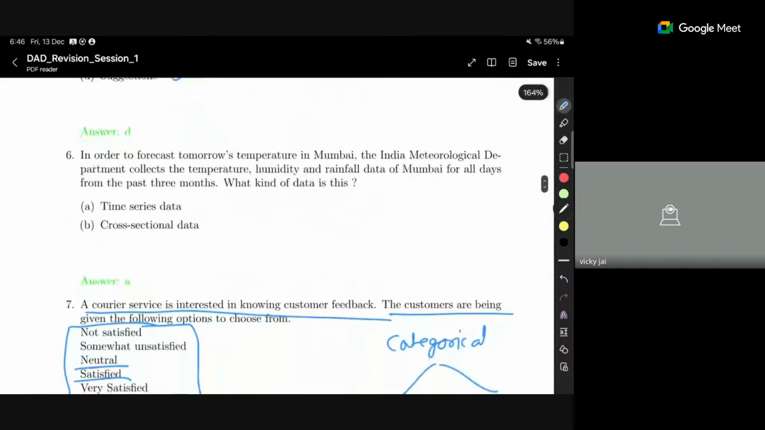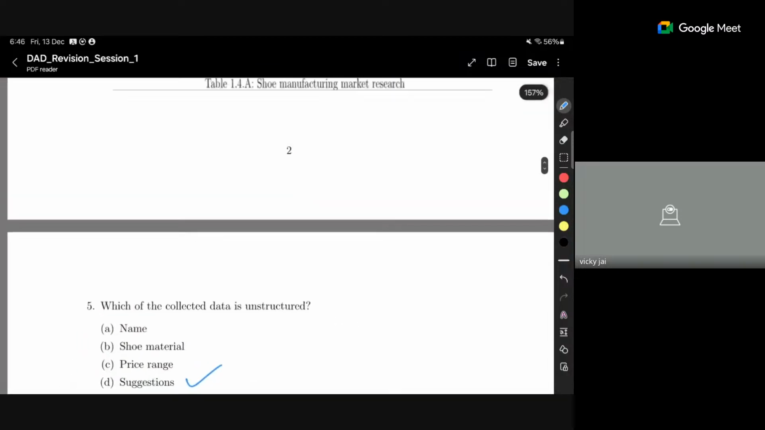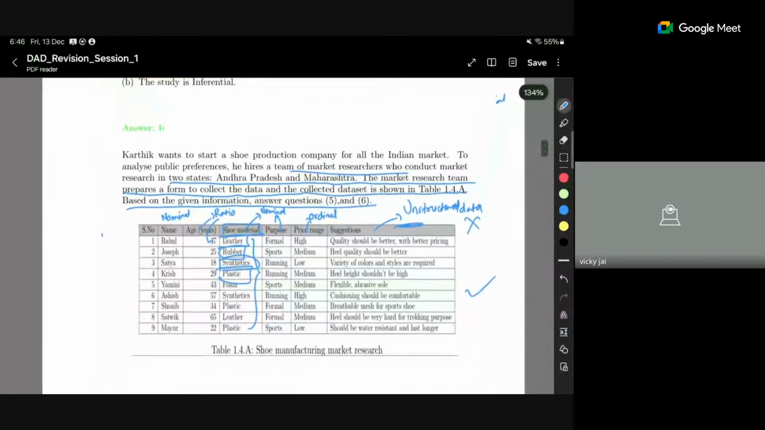In order to forecast tomorrow's temperature in Mumbai, this was supposed to be two questions.